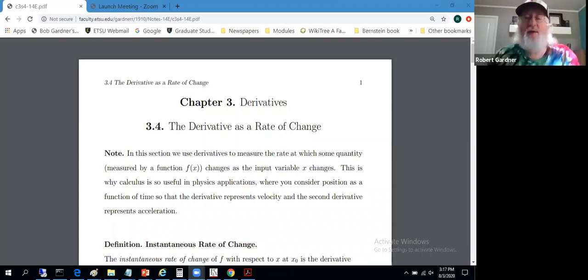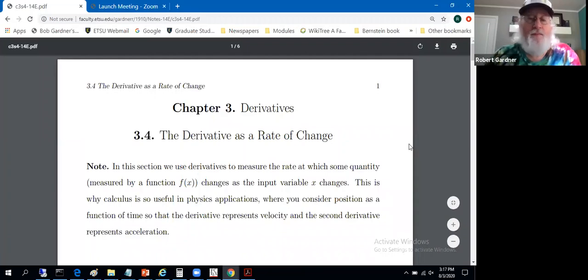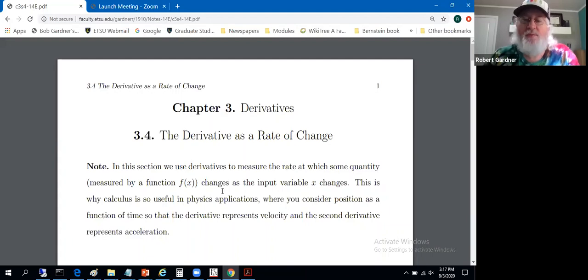Section 3.4, the derivative is a rate of change. So what we'll look at in this section is quite applicable stuff. If you've got a little exposure to physics, then probably you've seen some of these ideas before. So what we'll do is use derivatives to measure the rate of change in which some quantity, measured by the function f of x, changes as the input variable changes.